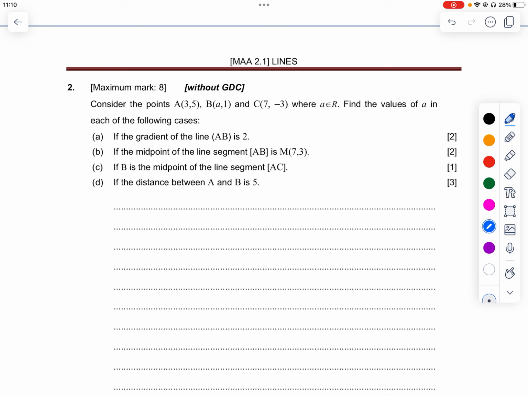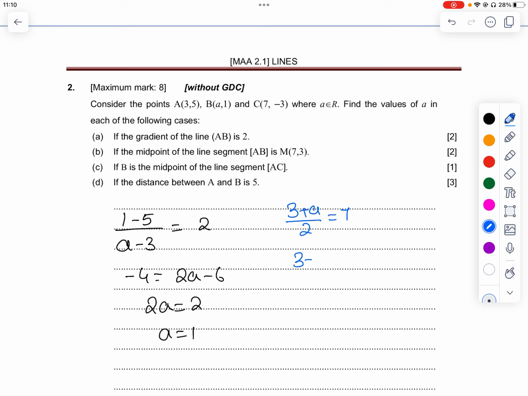Question number 2. The points A, B, C, find the values of a in each of the following. If the gradient of AB is 2, so 1 minus 5 divided by a minus 3 should be equal to 2. So negative 4 equals 2a minus 6. So 2a equals 2. So a equals 1. If the midpoint of the line segment AB is M, so 3 plus a upon 2 should be equal to 7. So 3 plus a equals 14. So a equals 11.